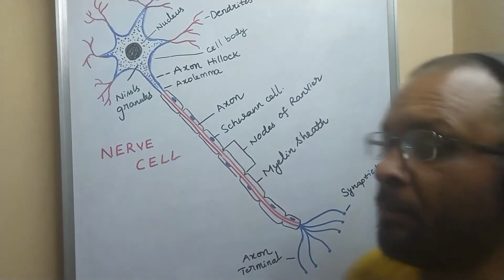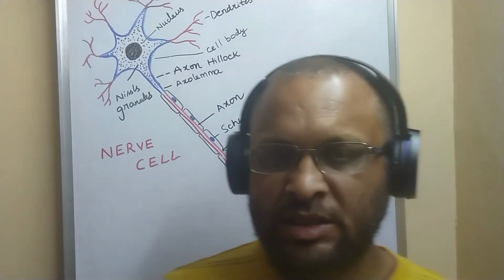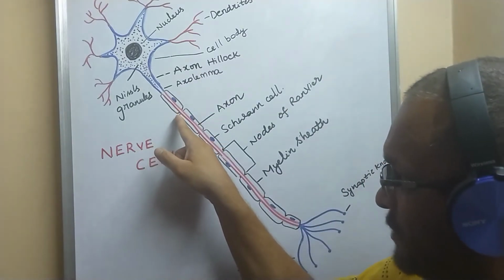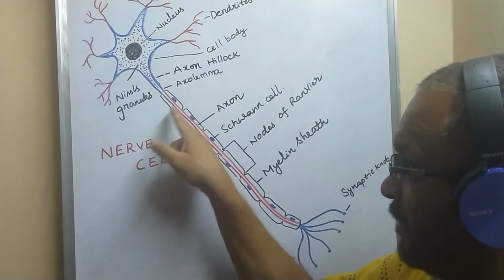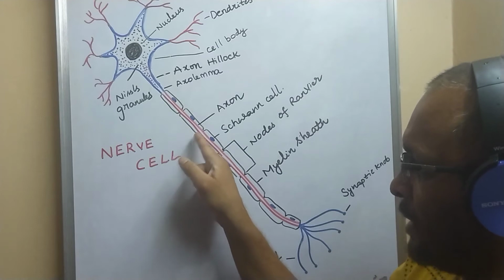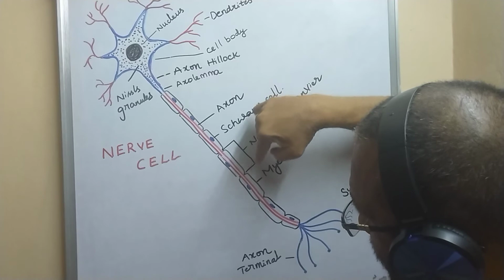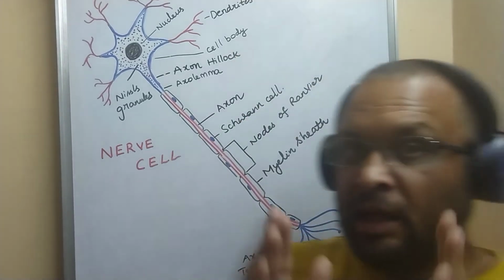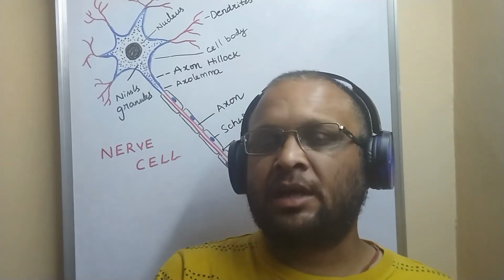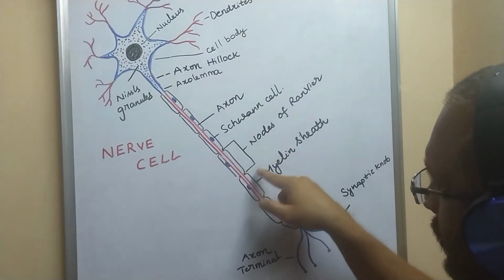But this myelin sheath is not continuous throughout the axon. There are interruptions present between one Schwann cell and the other. What are these interruptions or gaps? These are called nodes of Ranvier.